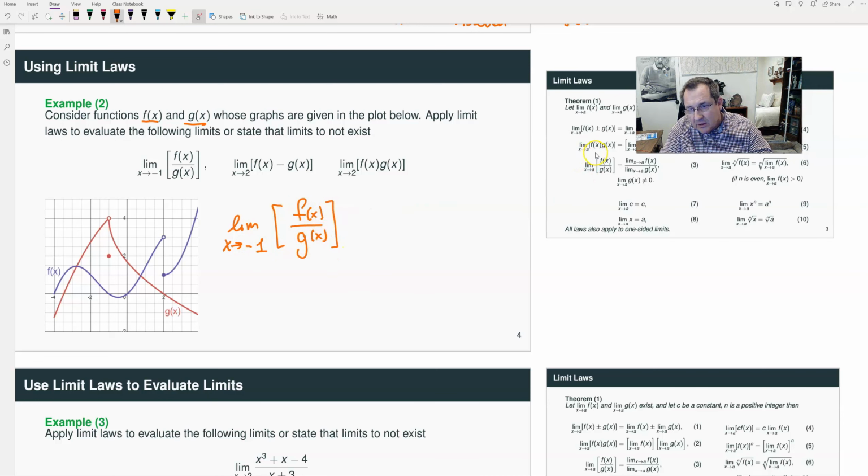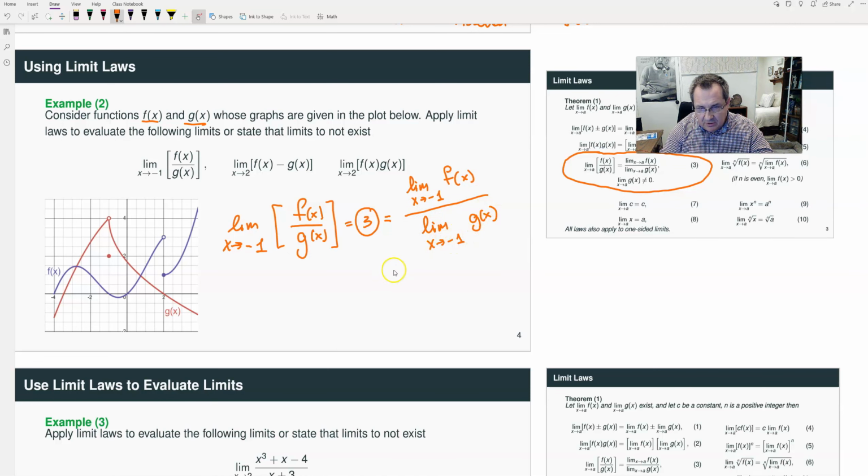It looks like formula number 3 is the most appropriate formula for our case, and we can try to apply 3 to replace the limit of a fraction with a fraction of the limits. So in the numerator, I will say limit as x approaching -1 of f of x over here. And in the denominator, I will put limit as x is approaching -1 of g of x.